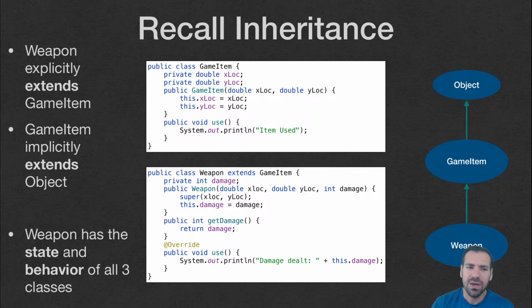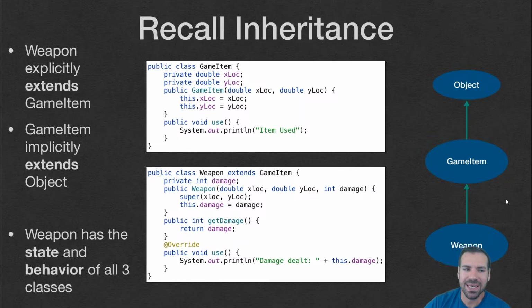So with inheritance, we actually have this chain of inheritance. The weapon class is extending game item, so we can visualize this a little bit. Weapon is getting all the state and behavior from game item. Game item doesn't explicitly extend any class, so game item extends the object class. So game item gets all the state and behavior of the object class, which means weapon indirectly gets all the state and behavior of the object class. So weapon has all the state and behavior of the weapon class, the game item class, and the object class. So weapon has all the state and behavior of 3 different classes.